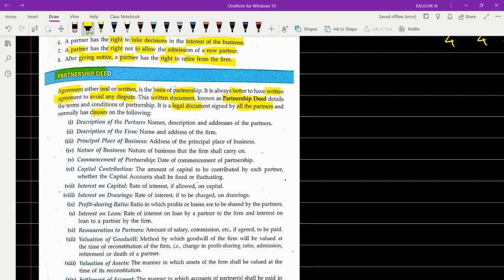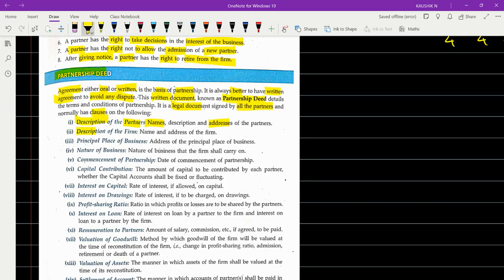What are those? Number one, it talks about a description of the partner. So what does it mean? Description of a partner is nothing but the name of the partner. Okay, so the name of each and every partner and their address, the residential address of the partner. That is one of the most important pieces of information.